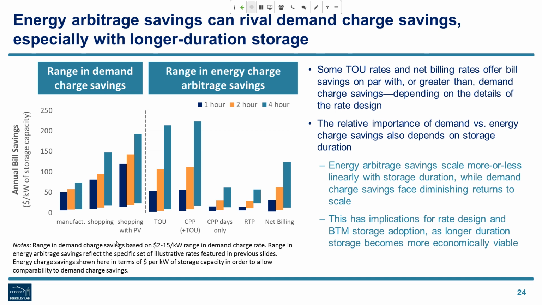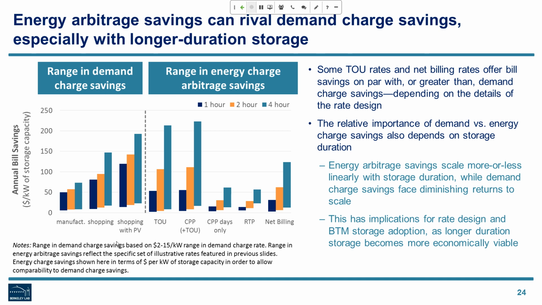On the right side, we see the ranges in bill savings from arbitrage that we've looked at before. But we show these energy charge savings in terms of dollars per kilowatt of storage capacity in order to allow comparability between the two. The range in energy arbitrage savings reflects the specific set of rates that I featured in the previous slides. The main point from this slide is that some time of use rates and net billing rates offer bill savings that are comparable or greater than the demand charge savings, depending on the retail rate design.